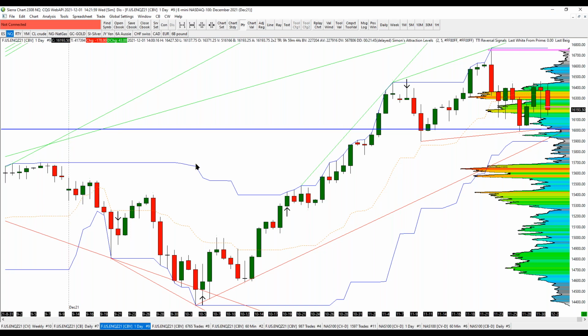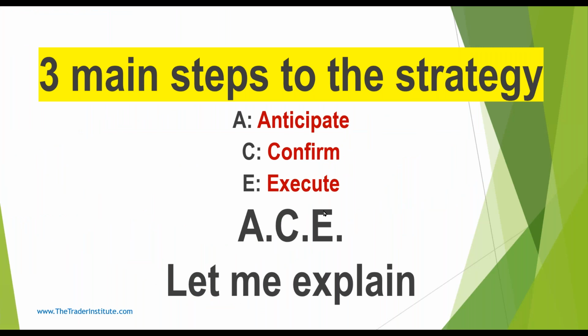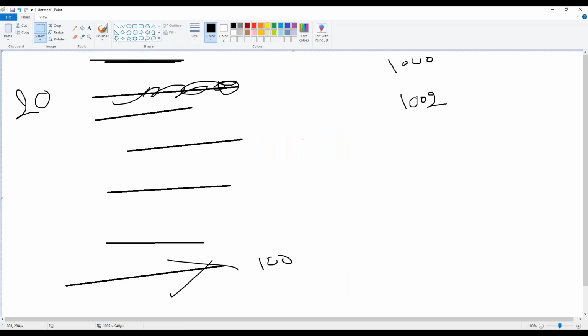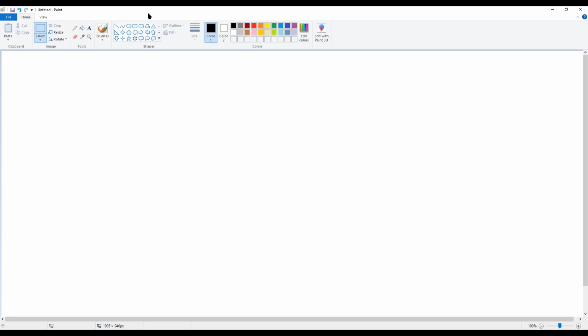But again, this is what I mean by, folks, anticipate, confirm, and execute. Now, let me give you an example of what most traders do in terms of using anticipate, confirm, execute, versus how we do it. And then I will go into a video. I will show you a recording of, for example, one of the trades that we've done recently. Let me just get a sip of water, please.